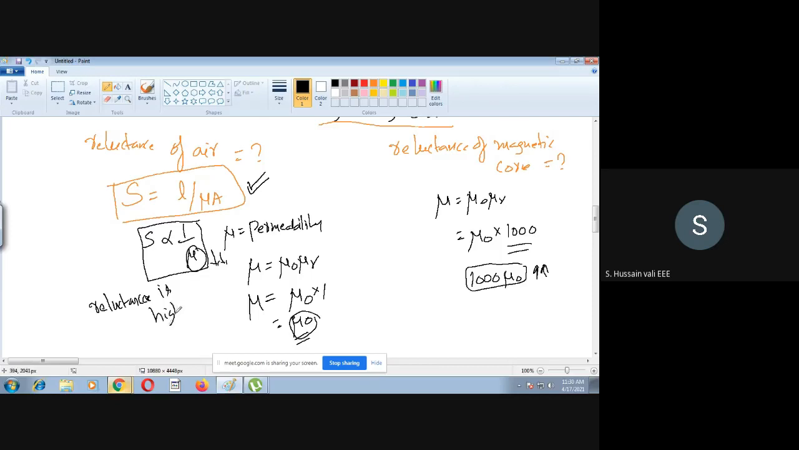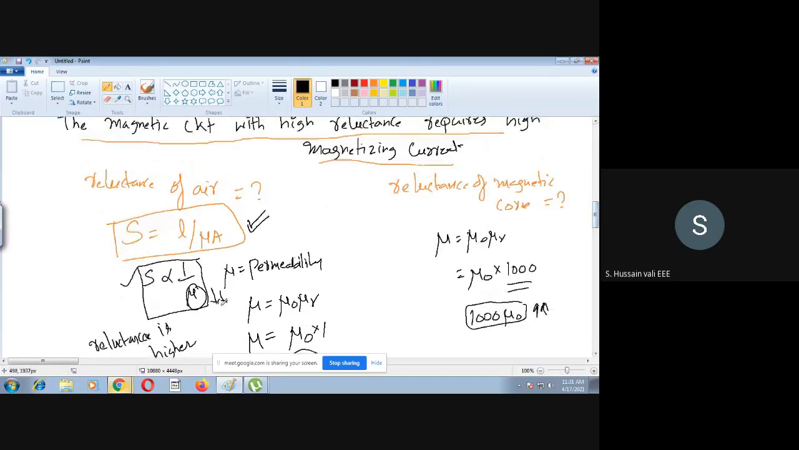Reluctance is higher. Why is the reluctance higher? Because its mu is less. Its mu is only mu naught, whereas in case of your magnetic core, its mu is 1000 mu naught. So mu is more here, whereas mu is less here. If mu is less, its reluctance is higher. So in case of the air core, or in case of the air, reluctance is higher.